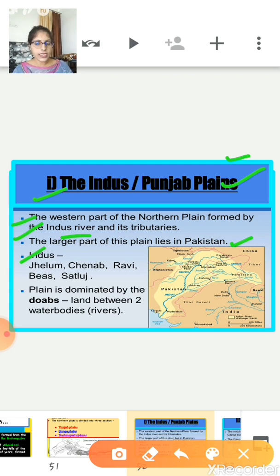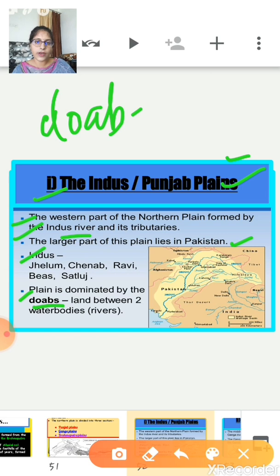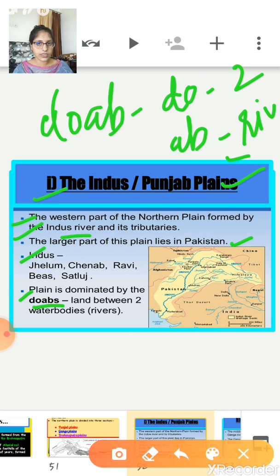Now the Indus and its tributaries Jhelum, Chenab, Ravi, Beas, and Sutlej flow in this region, and the Punjab plain is dominated by the Doab. Basically, Doab is made up of 2 words. First one is Do and second one is Ab. Do means 2 and Ab means river or water.